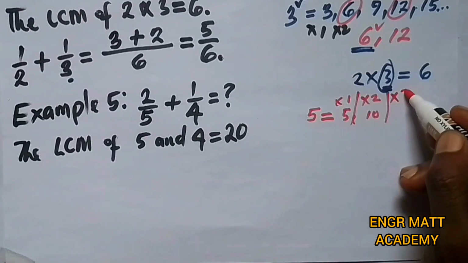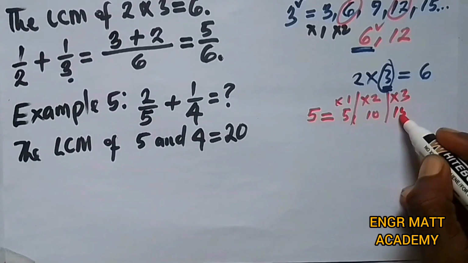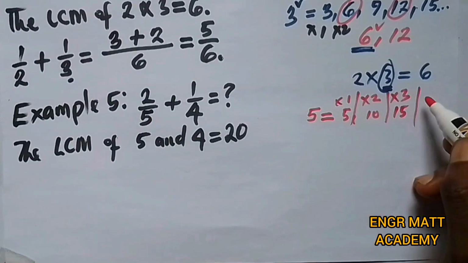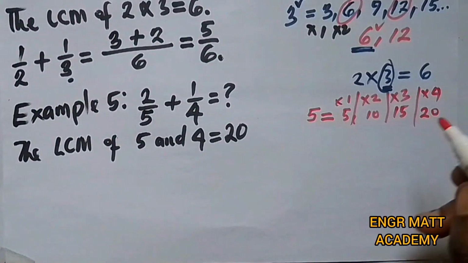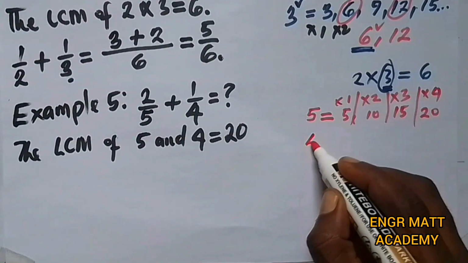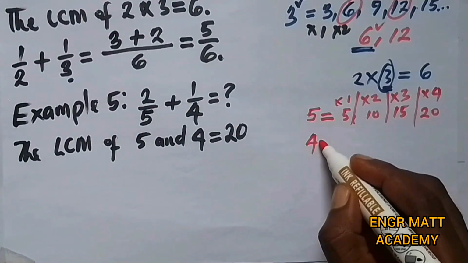5 times 3 will give us 15. 5 times 4 will give us 20. Now let's talk about 4. What are the multiples of 4?